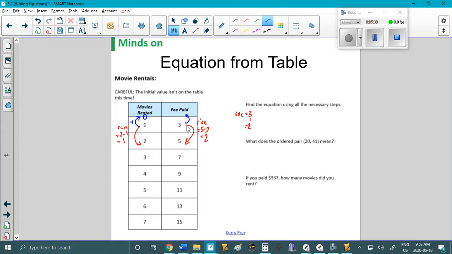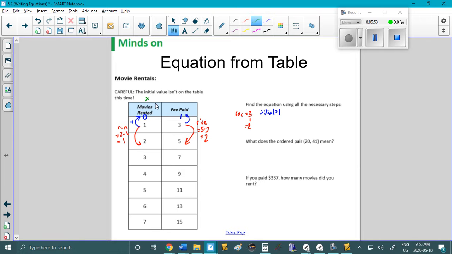And you'll notice as we go down, we go up 2, up 2, up 2, up 2. And if we go back up the table, we go down 2, down 2, down 2, down 2. And then from here, if we go down 2, so 3 minus 2 is going to be 1. So the initial value is going to be 1. And now we can write our equation.